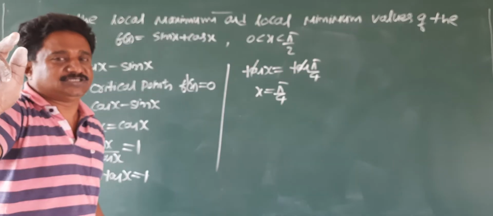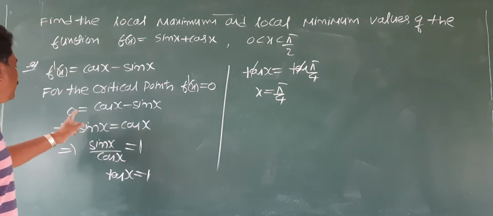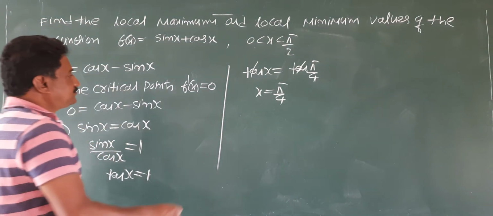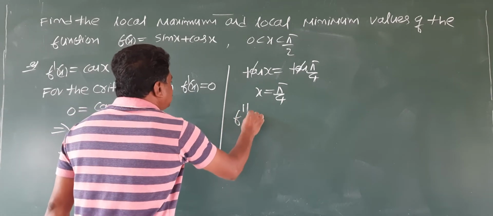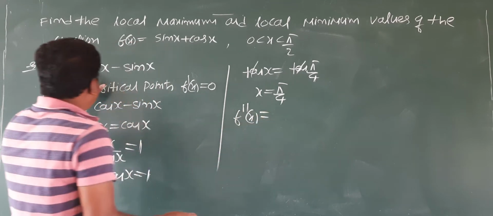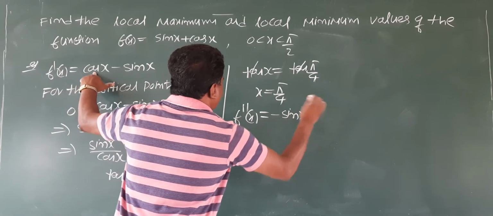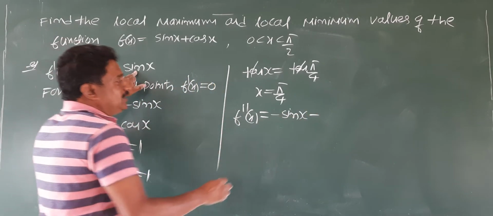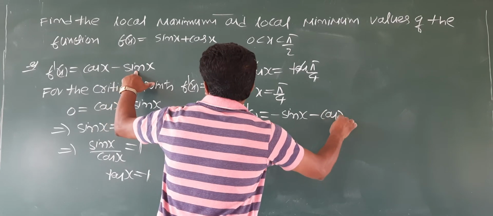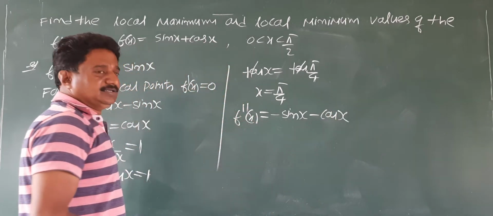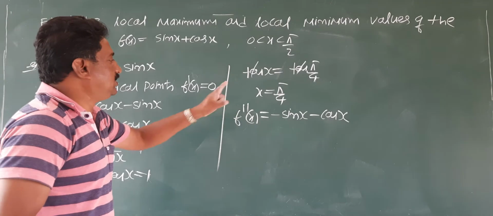After getting the critical point, what will be the next step? Finding f double dash x. f double dash x: differentiation of cos x is minus sin x, minus differentiation of sin x is cos x, so minus cos x. Now put that, students.